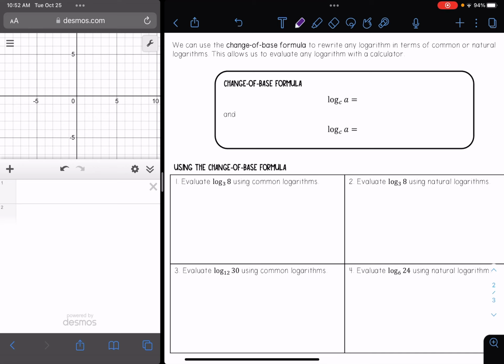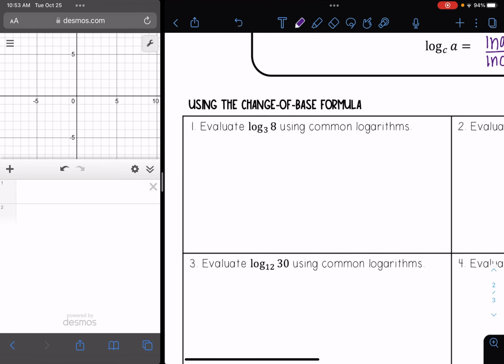And what the change of base formula tells us is that log base c of a is equal to log of a over log of c, and log base c of a is equal to the natural log of a over the natural log of c. So what this is telling us is that we can use log or natural log here. It doesn't matter, you're going to end up with the same answer at the end. And we'll see that here in these examples.